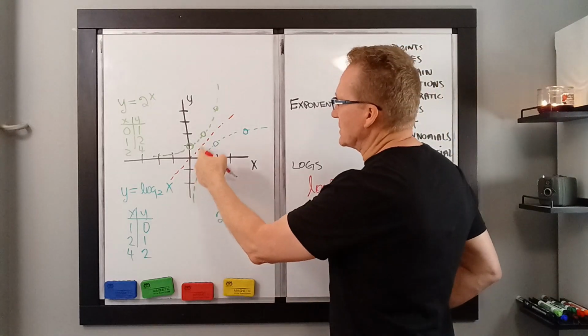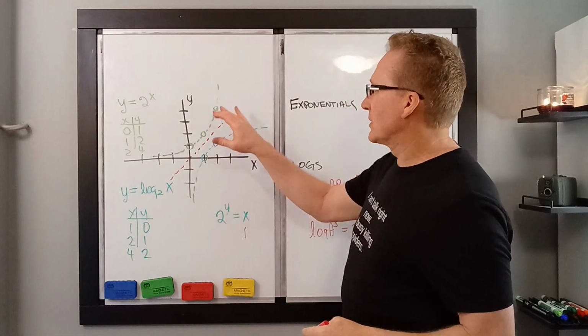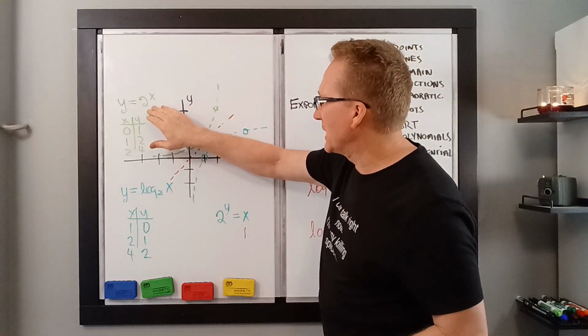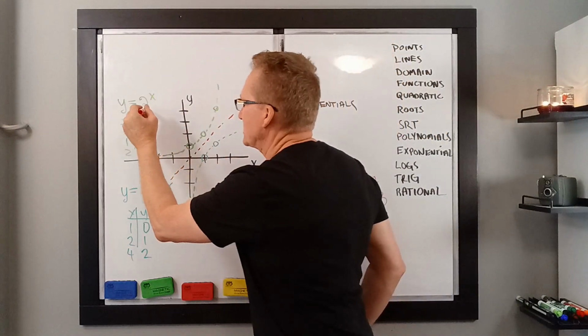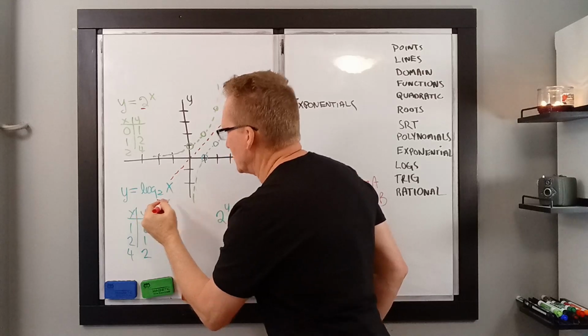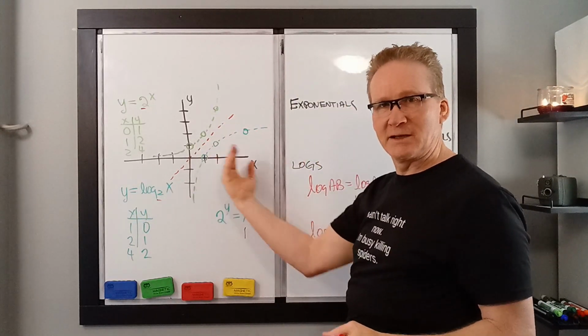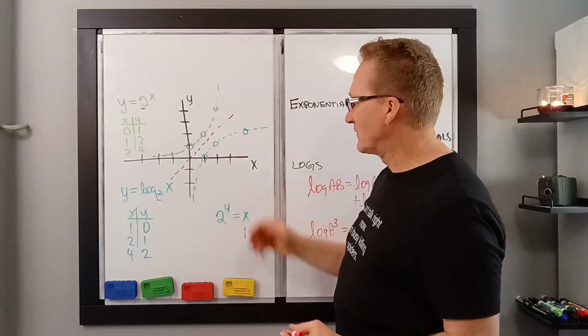So if you look at these and you graph these, if you forget how to graph logs, for example, quickly draw up an exponential with the same base 2 here. Drop an exponential, and then just draw this line at 45 degrees. It's going to be reflected in that line because it's an inverse function of that.